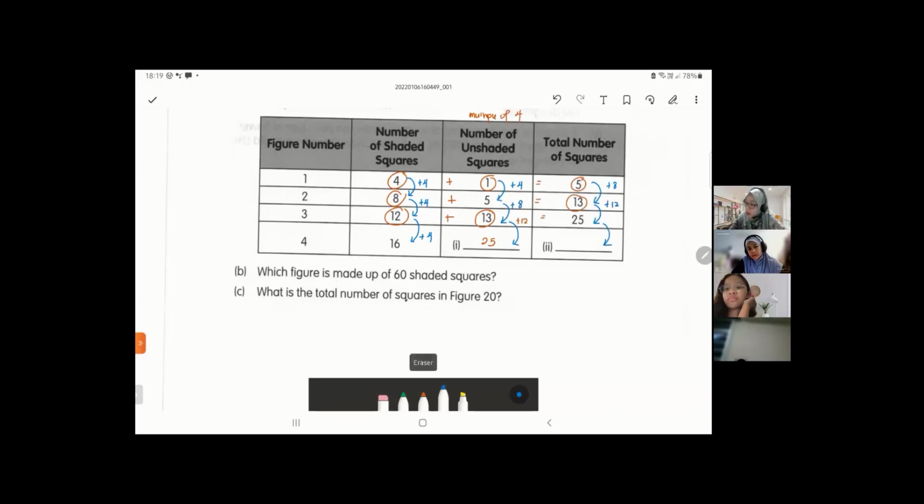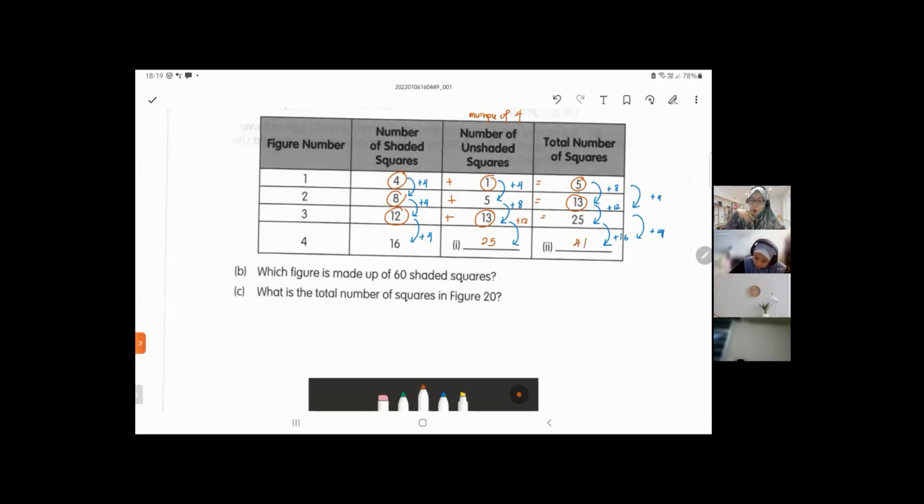Yeah, let me repeat again. Okay, 5 to 13, this is plus 8, correct. This one is plus 12, correct. Now, 25 to the next one, okay. So figure 4 will be the next one, which is 25 plus 16. The next one is 16. So you can see there's a pattern, 8, 12, 16. So between them, you plus 4. Between them, you plus 4. Okay, this one, the addition is in multiple of 4. So 25 plus 16, answer is 41.